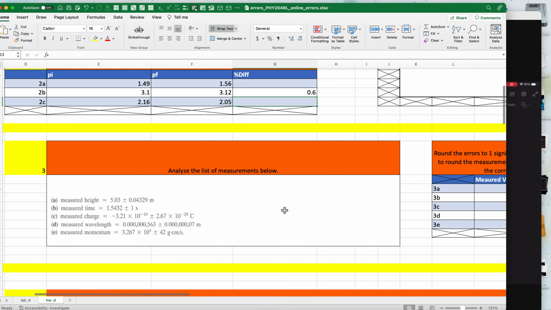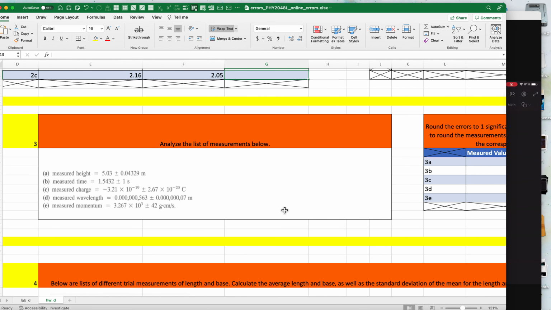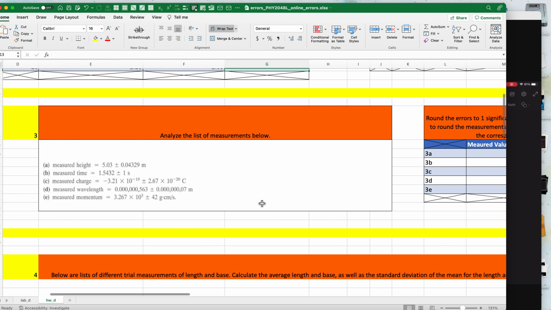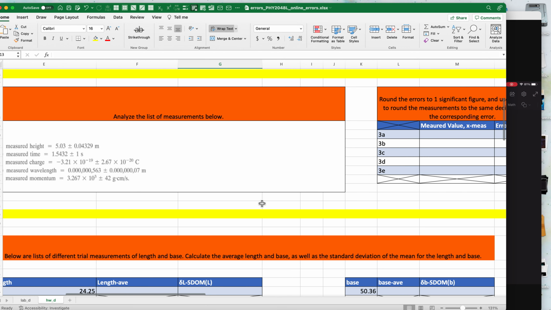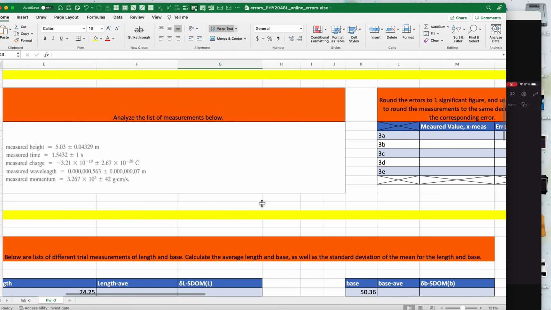Okay, so here I'm going to also do number 3 with you, and I'm going to do the most challenging one. I'll do 3C with you. Here what you want to do is rewrite 3C in standard error format. What that means is that the error has to be one sig fig, and the main number has to be rounded to the same decimal place as the error. So let's go ahead and write this down.